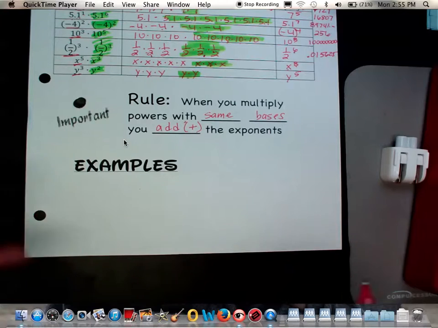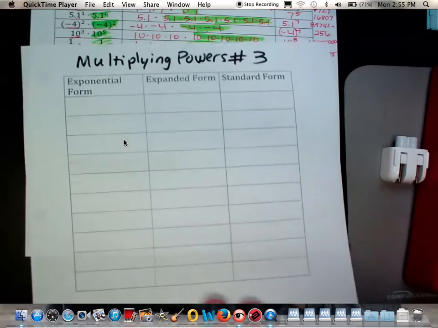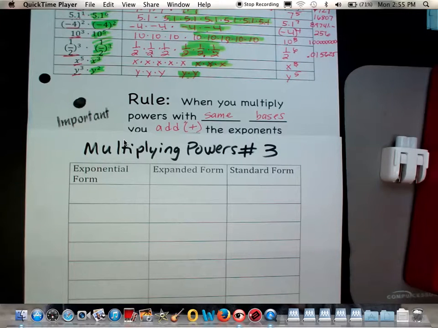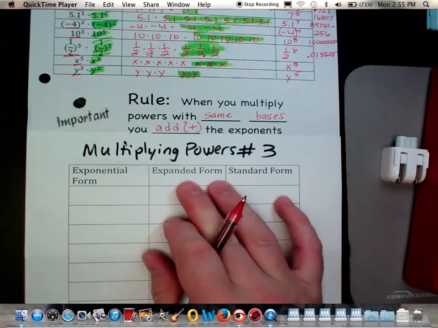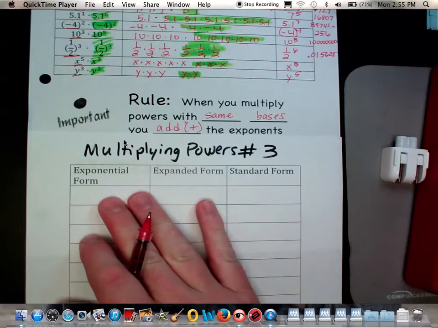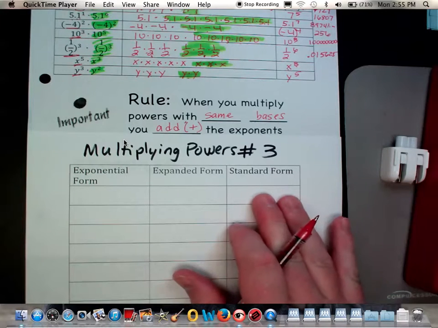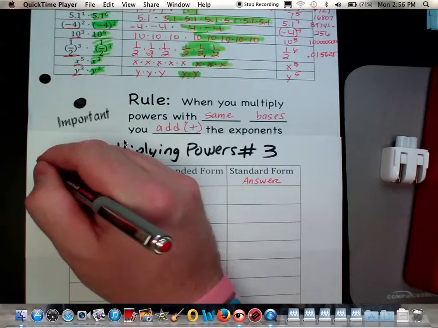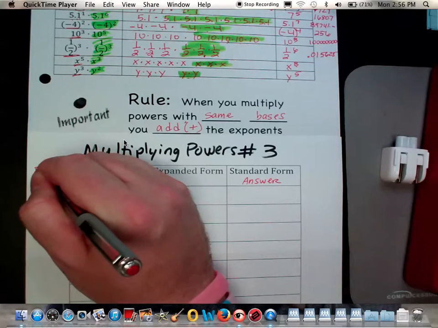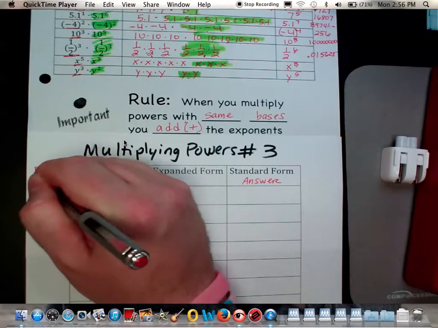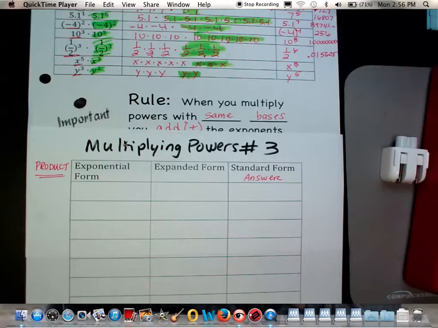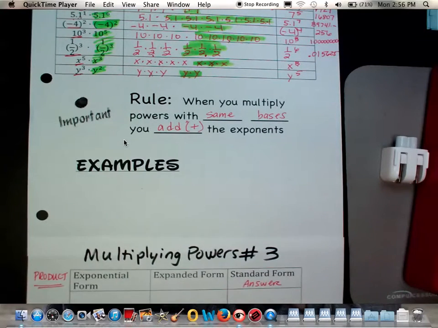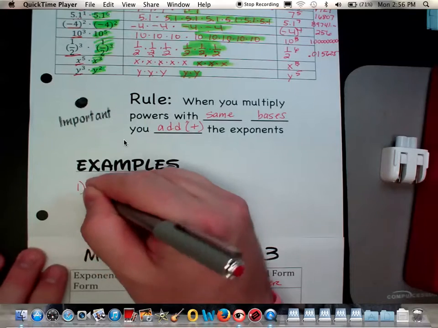So what you're going to do here is pull out this piece of paper, and let's make a few changes to these here. We've got the expanded form here already. We've got our exponential form, and our standard form, which is our answer. Okay, I want you to put right here "product" on this piece of paper. That's where we're going to put our problem. These are the problems I want you to do, and there are going to be 5 of them.